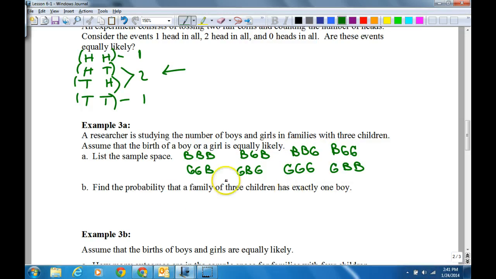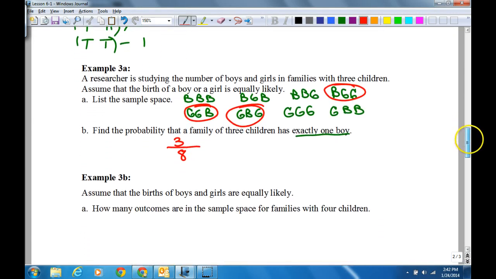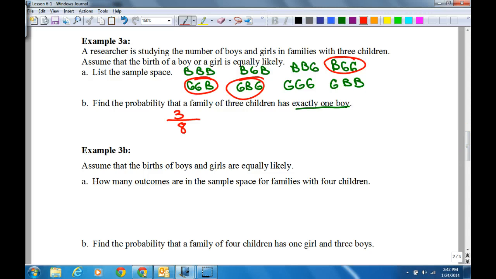Okay. So now it says find the probability that a family of 3 children has exactly 1 boy. So where are our possibilities of 1 boy? Girl, girl, boy, and girl, boy, girl. Right here, right here, and right here. Okay? So we have 3 possible outcomes out of 8 total. All right? So there's no other way to find the sample space other than writing it out? Not really. Well, you can use a tree. You can use one of those trees to find them all. I'll have to show you that in a little while.